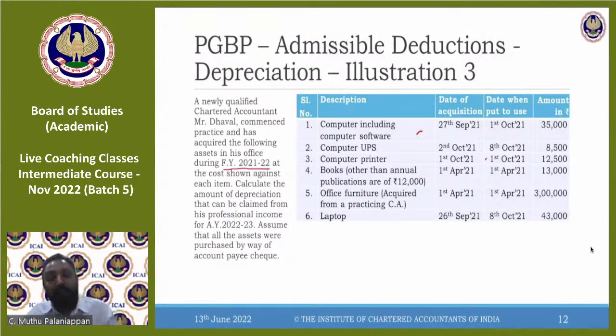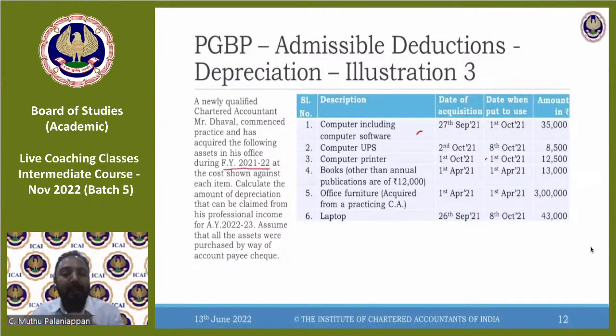Books. I forgot to tell you this. When I was explaining the rate of depreciation, I forgot to include books in that. Books is also one of the line items which will be periodically tested in your examination. Books is basically eligible for depreciation at 40%. Books are 2 categories.